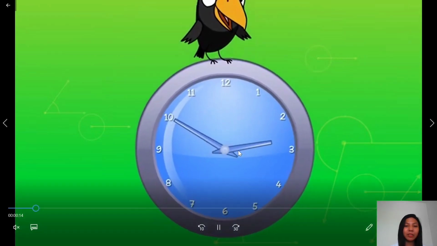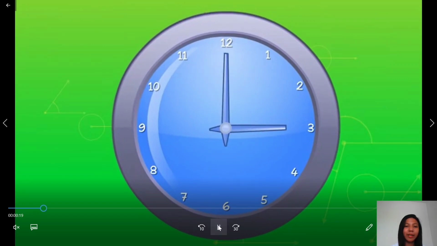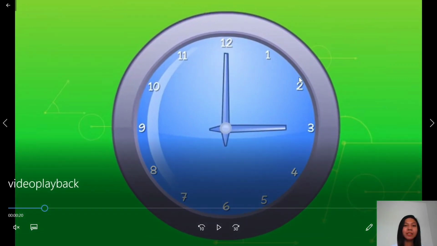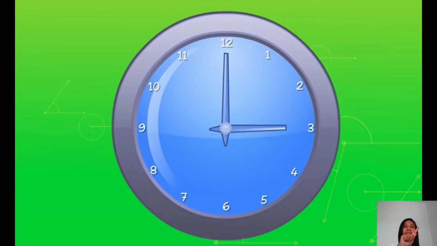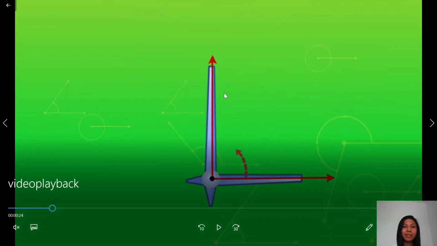You see these two hands, one short hand and the long hand. So this is the best example of the angle. It has this one arm and another arm, or the hand, or this is also called a side. So it rotates. As you can see, it rotates. So this one is an example of the angle.